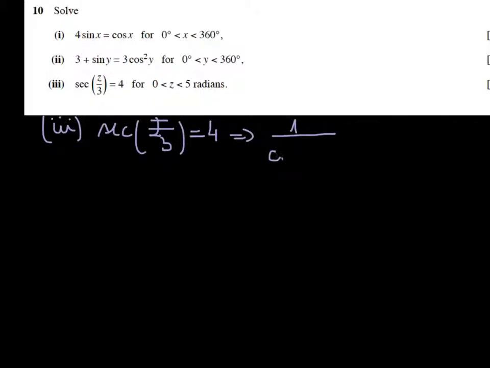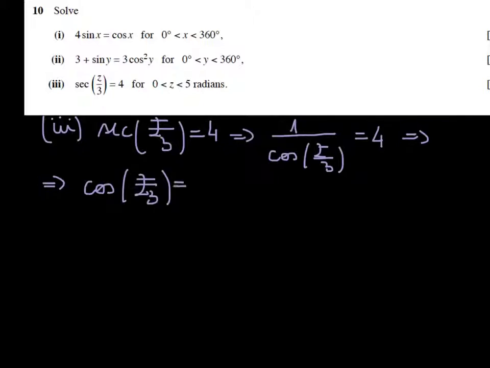Okay, so we're looking now at another type of trigonometric equation. Sec z over 3 equals 4. I always try to get back to the basic trigonometric functions, which for me are y equals sin x, y equals cos x, y equals tan x. So let us write sec of z over 3 as 1 over cos z over 3 equals 4. Therefore, cos z over 3 equals 1 over 4.